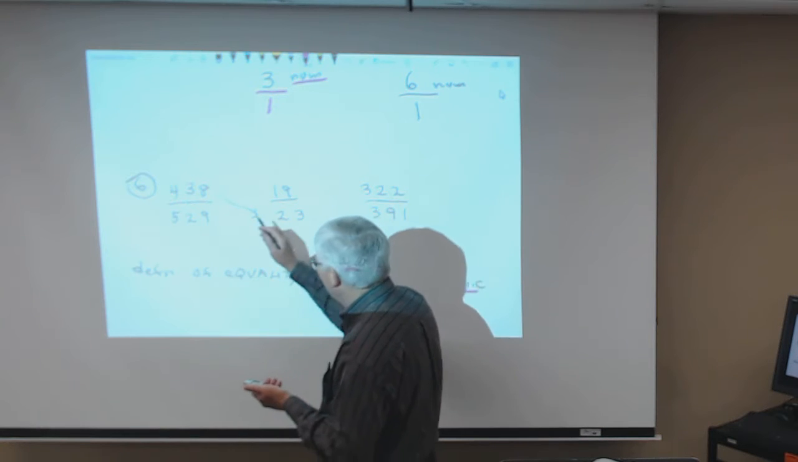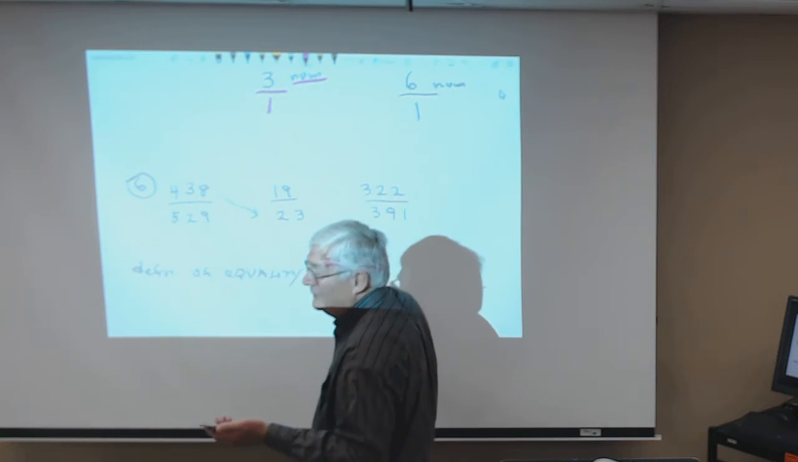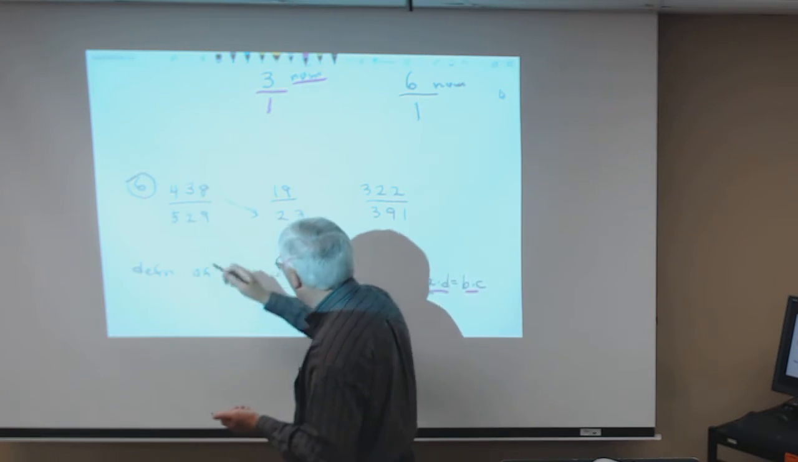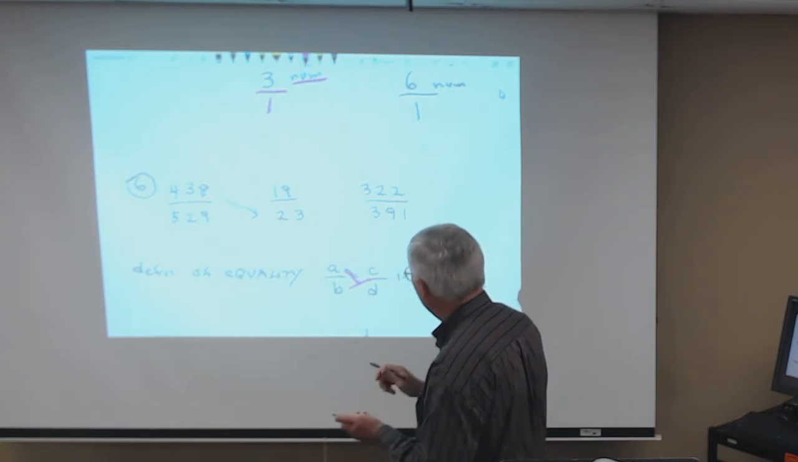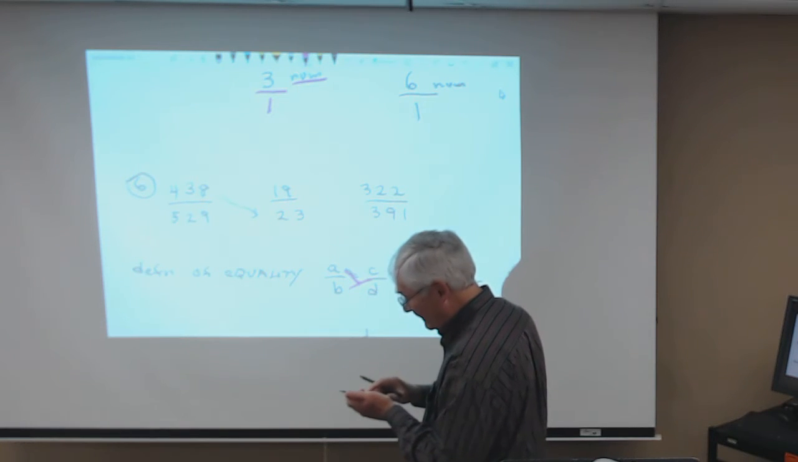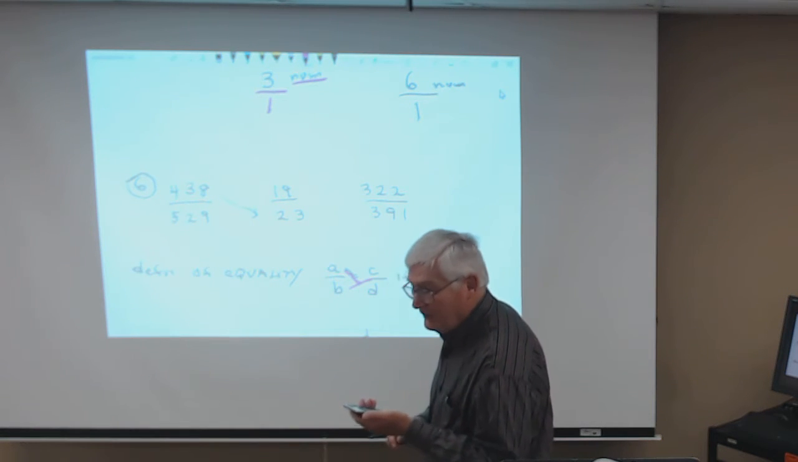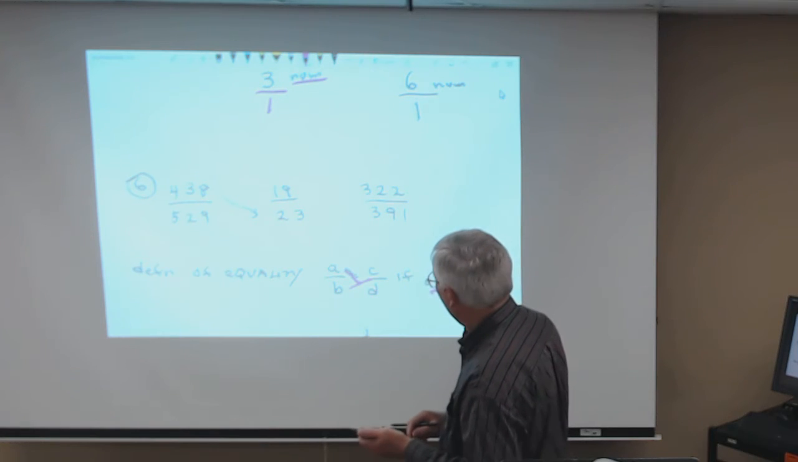So this number doesn't equal this one. This one doesn't equal this one. The only other thing to check is if these two are equal. So I take 438 times 391 equals 171,258. Everybody, yes? 19 over 23 and 322.